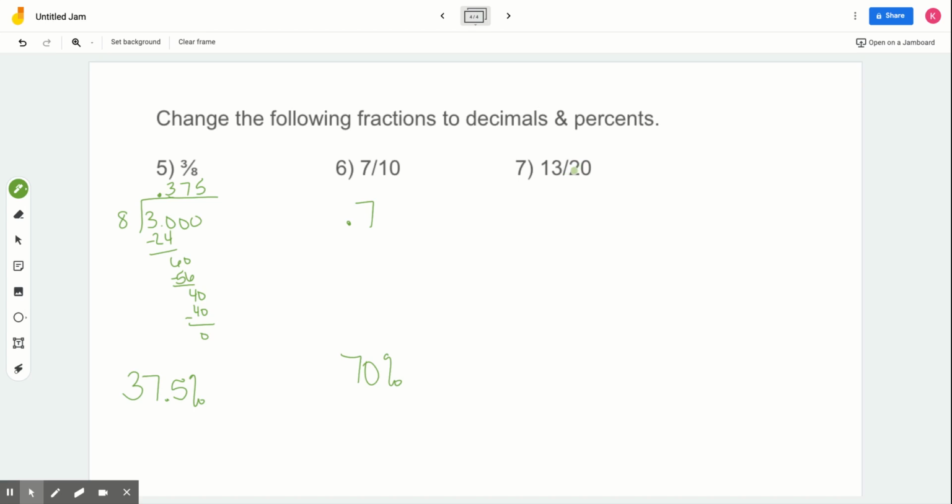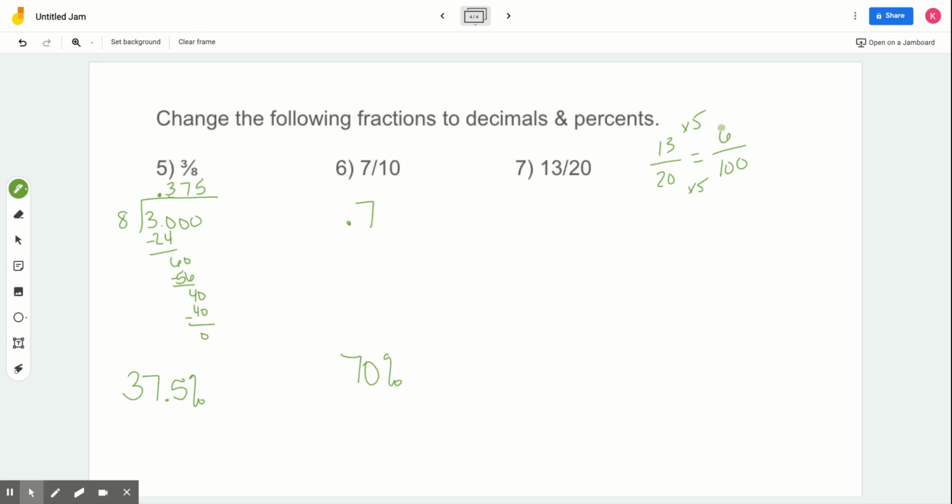So 7/10 is the same as 70%. Now, on number 7, you could either use the method of dividing like we did in number 5, or you could set up an equivalent fraction. So we know that we can get from 20 to 100 pretty easily. 20 times 5 is 100.